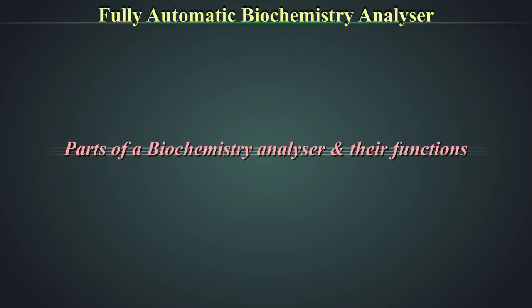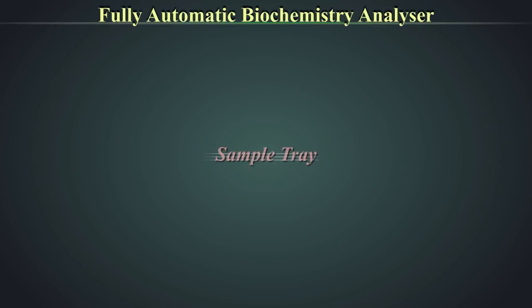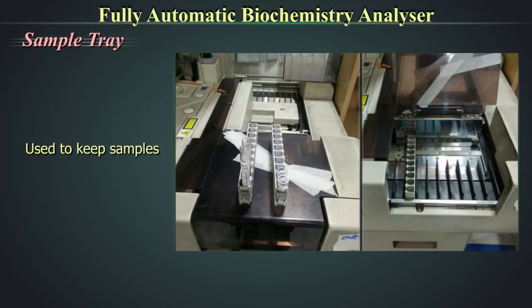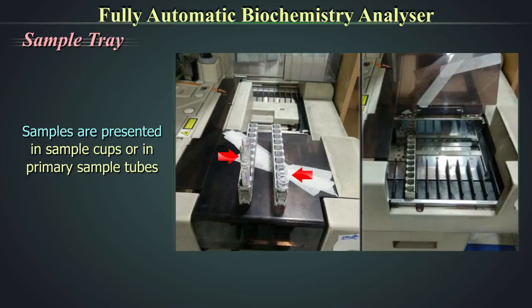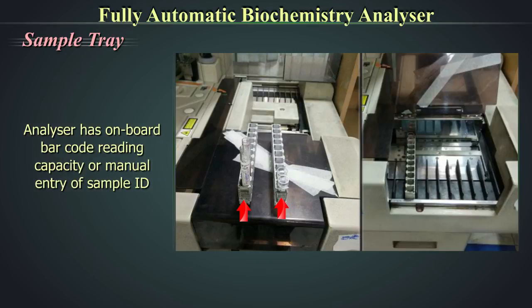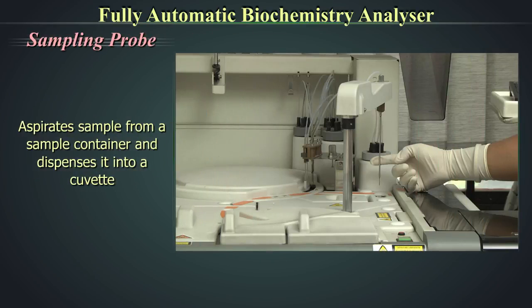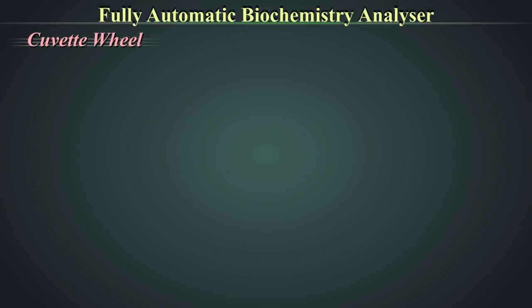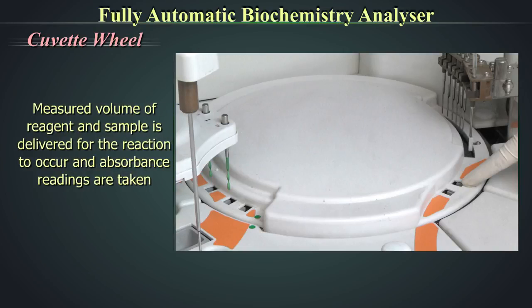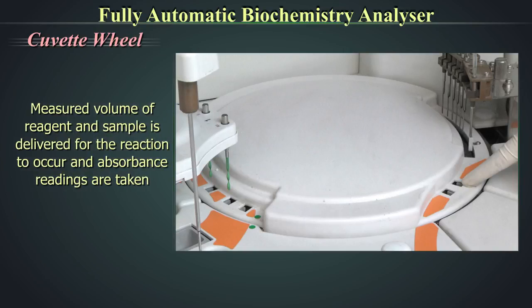Parts of a biochemistry analyzer and their functions. Sample tray. Sample tray is used to keep samples. The samples may be either presented in sample cups or in primary sample tubes. The analyzer may have onboard barcode reading capacity or manual entry of sample ID. Sampling probe. Sampling probe aspirates sample in conjunction with the sample syringe from a sample container and dispenses it into a cuvette. Cuvette wheel. Cuvette wheel houses glass cuvettes where a measured volume of reagent and sample is delivered for reaction to occur and absorbance readings are taken.